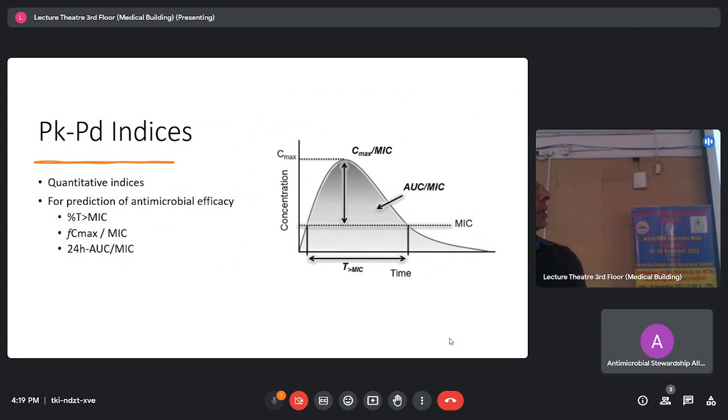Now, what are the PKPD indices? We have concentration dependent killing pattern, where the relevant parameter is Cmax to MIC. Then we have time dependent killing pattern, where time above MIC is relevant, and then we have a cumulative factor where AUC over MIC is the relevant parameter.